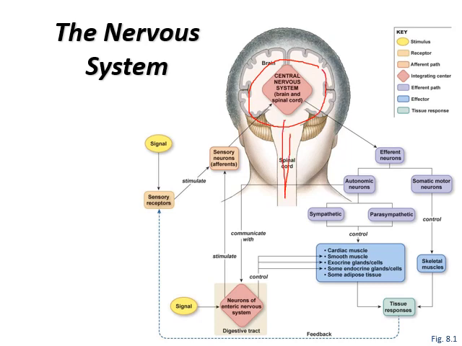The rest is the peripheral, and that's going to contain the nerves, which are basically bundles of axons of the neuron and cell bodies, but everything outside of the brain and the spinal cord is going to fall under the peripheral nervous system. And that can be divided into two categories.